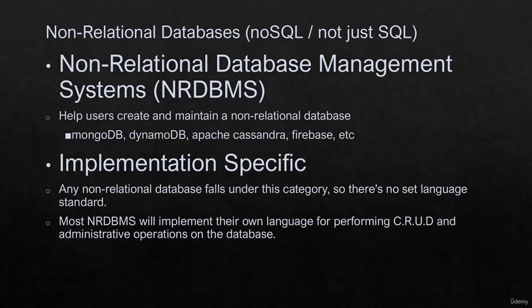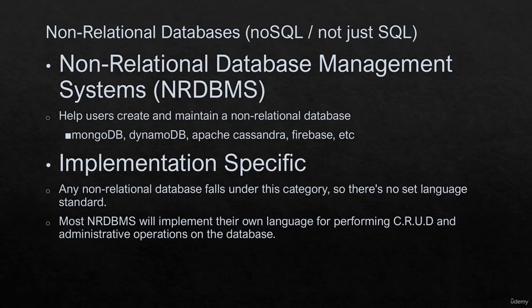Then let's learn about non-relational databases, which is NoSQL, meaning not just SQL. A non-relational database management system helps users create and maintain a non-relational database. The software or services which you can use for non-relational databases are MongoDB, DynamoDB, and Apache Cassandra. And also we have Firebase. Well, there are a lot of these, but you can use a couple of these software or services to run your non-relational database.